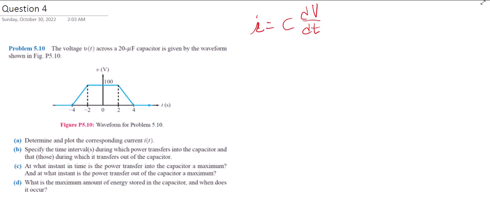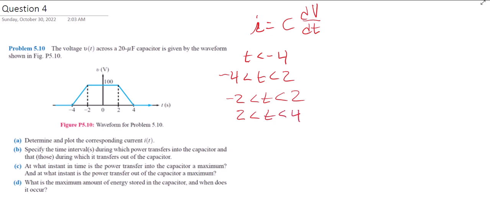So we have t less than -4, then -4 is less than t is less than -2, then -2 is less than t is less than 2, and we have 2 is less than t is less than 4.